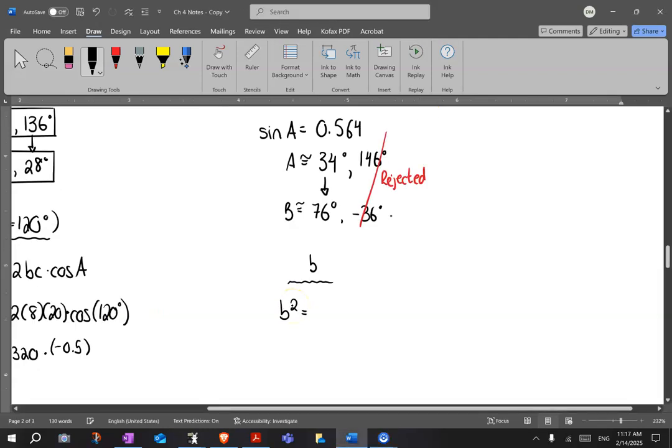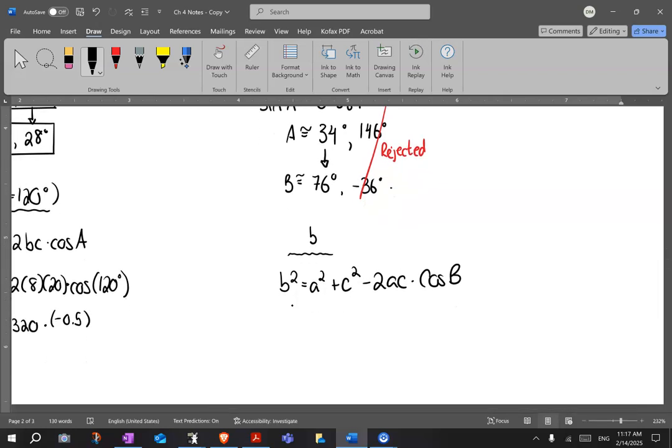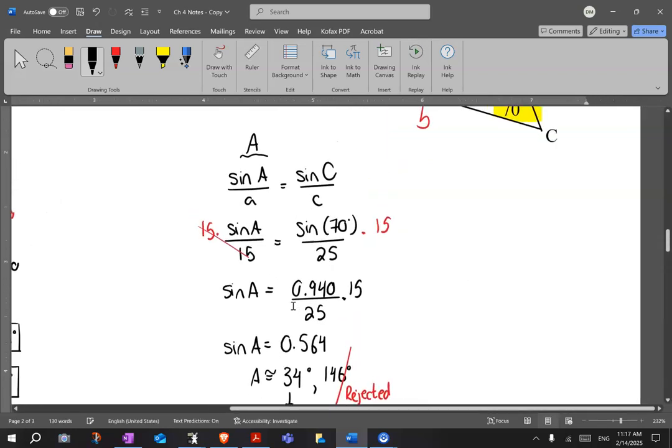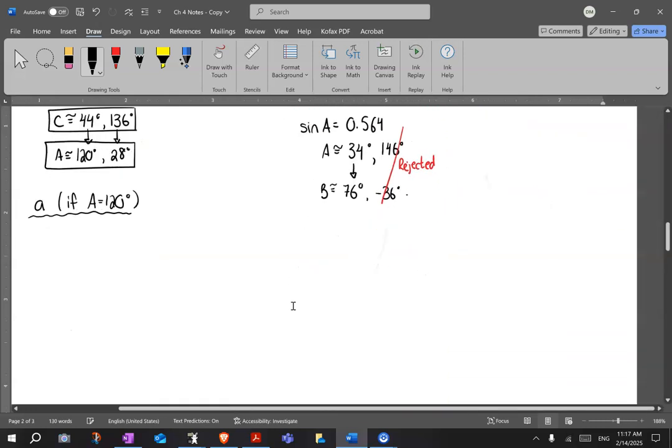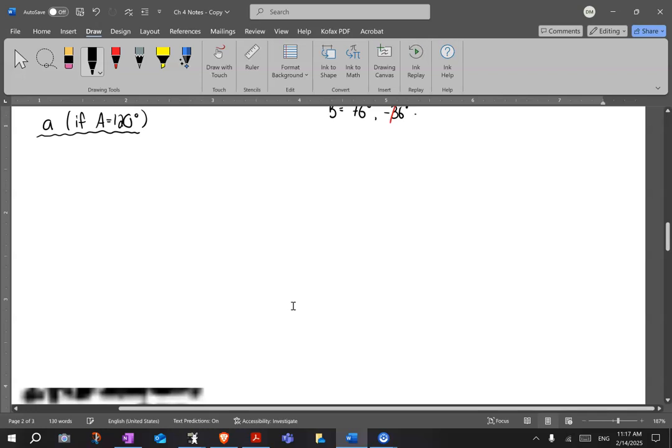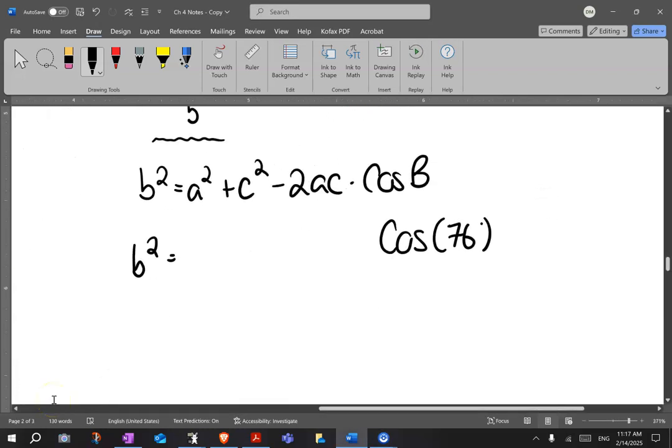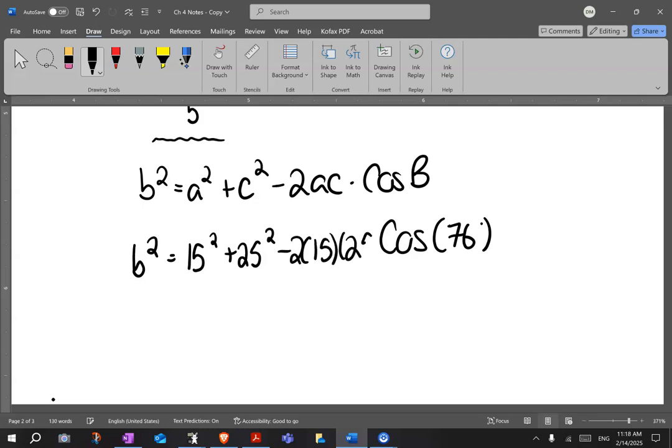So b squared equals a squared plus c squared minus 2ac times cos of b. And cos of b, we know it's only one option this time. Cos of 76 degrees. And we need to find b squared, and I don't remember what a was. A is 15 and c is 25. Okay, I don't know what happened here. Let's see. Oh, there it is. Okay, so 15 and 25. I don't remember the order, but it doesn't actually matter.